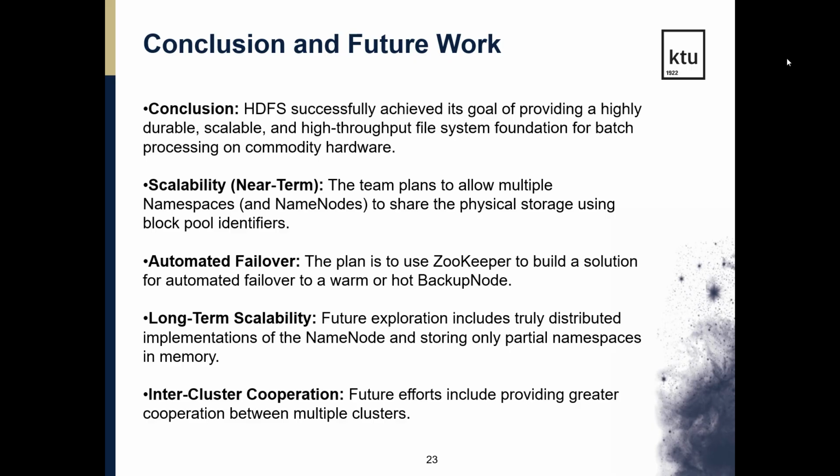And how is it going to do that? Automated failover. The new model has a thing called Zookeeper, which helps us to have two NameNodes. So even if one fails, there's a passive NameNode, which takes the place of the active NameNode. And long-term scalability: future exploration includes a truly distributed implementation of the NameNode and storing only a partial namespace in memory. So why do we need that? Because we don't need to store everything in RAM, taking all that memory.